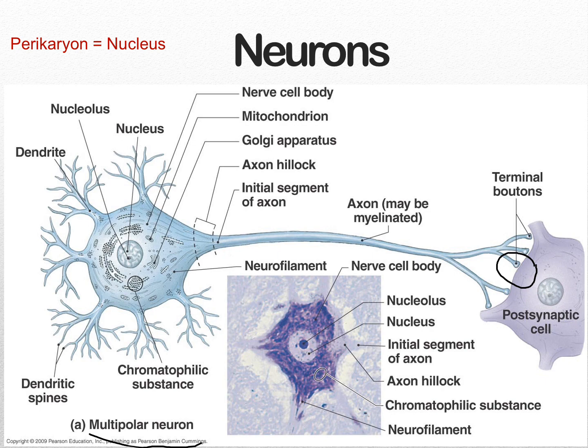So the terminal bouton, I have it circled right there at the axon terminal, right at the end of the neuron. So it ends, and then what it will do is it will synapse with a postsynaptic cell, which could be another neuron or a gland or a muscle cell. So we'll talk about that separately. But this is a neuron, and the movement is going to travel from the cell body to the axon terminal. That's the way the movement will go.